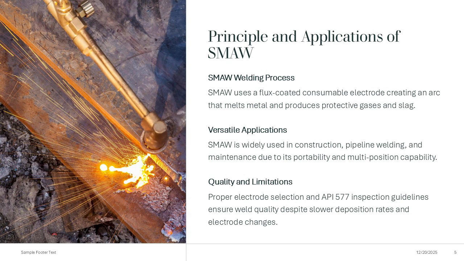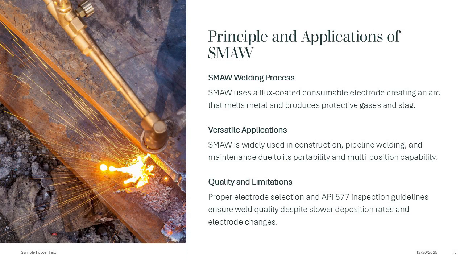SMAW is versatile and widely used for construction, pipelines, and maintenance work due to its portability and ability to weld in various positions. It is suitable for ferrous metals and offers simplicity in equipment setup. However, it has limitations such as slower deposition rates and frequent electrode changes.